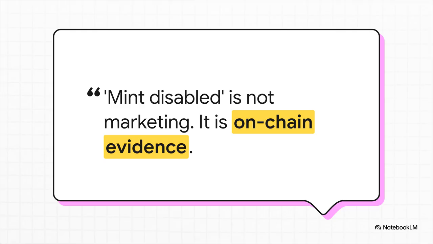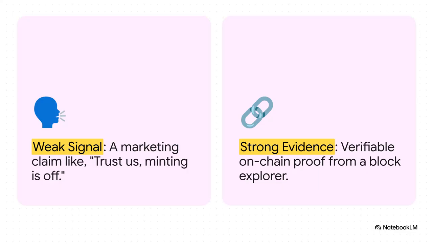And that brings us to such a critical point. When a team says something like, minting is disabled, you can't treat that like a marketing slogan. It's not a claim, it's a statement of fact that has to be backed up by cold, hard, on-chain evidence. If you can't see the proof, the claim is just words. So a project's website saying, hey, trust us, minting is turned off, that's a weak signal. It's just a promise. What you're looking for is strong evidence, verifiable proof on the blockchain that the Mint Authority has been sent to what's called a burn address, making it impossible to ever use again. See the difference? One is a promise, the other is basically math.